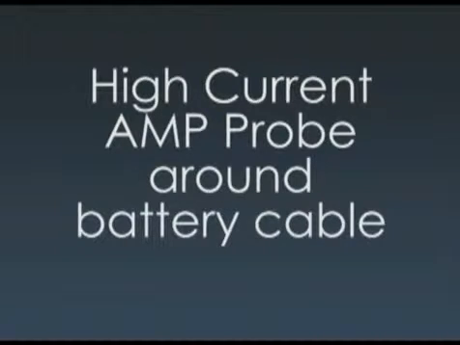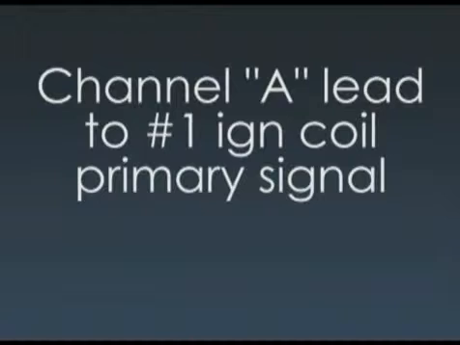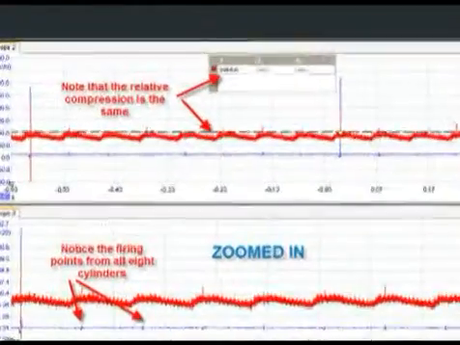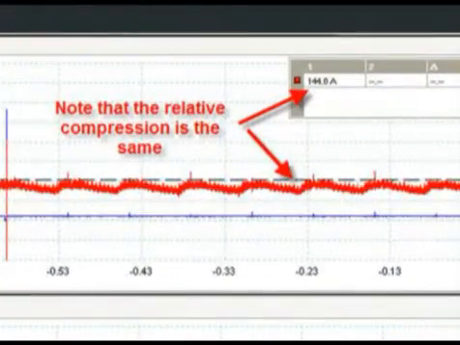In this case, the easiest method was to trip the inertia switch, clamp a high current amp probe around the battery cable. We leave the channel A lead from the previous testing connected to the number 1 coil primary signal and connect a high current probe to channel B. While cranking the engine, we see a nice steady uniform waveform. The relative compression on all 8 cylinders is represented by the increase in the starter current as each piston approaches top dead center. This waveform quickly shows us that this engine is in a relatively good mechanical condition.